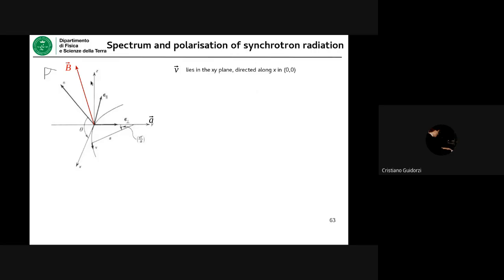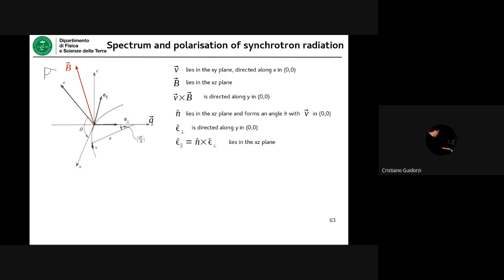So, this just summarizes what I just said. Epsilon parallel can be simply obtained through the vector product of n and the vector epsilon perpendicular. And indeed, of course, the perpendicular, the parallel, and the line of sight make a right-hand triad.